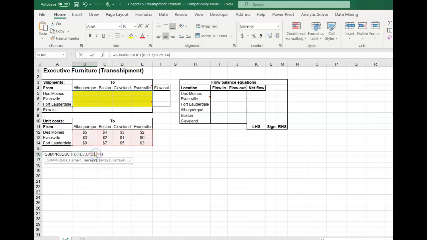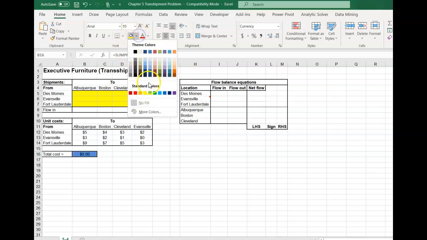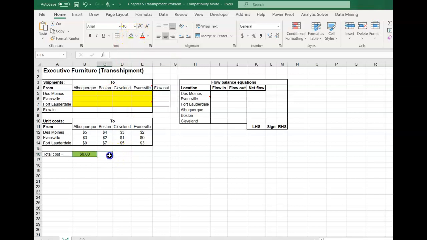And just so that you get the formula correctly, it's the sum product of the cells in yellow with the shipping costs. And because this is our objective function that we need to minimize, I'll highlight this in green and put a min in front of it.